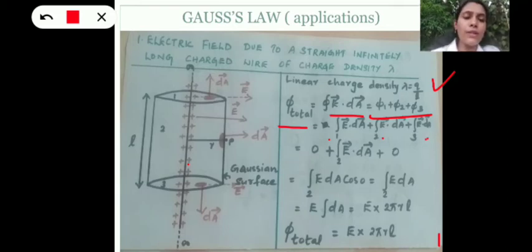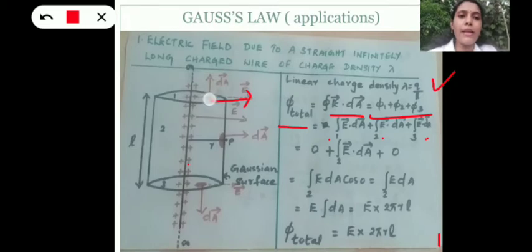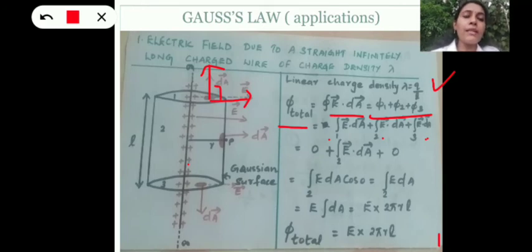Now just observe the first surface. For the first surface, what is the angle between the electric field E and the area element vector dA? See, this is the electric field and this is the area element vector. What is the angle between them? 90 degrees. And you know E dot dA is E dA cos theta. So theta is 90 degrees and cos 90 is 0. So for the first surface, integral E dot dA will be 0.